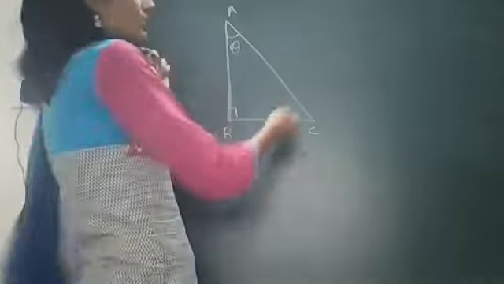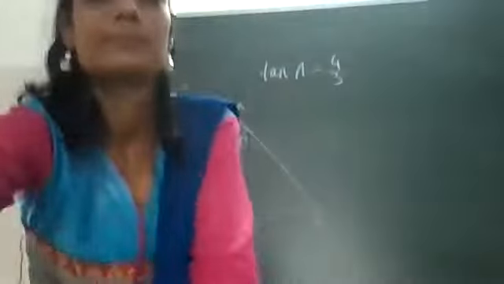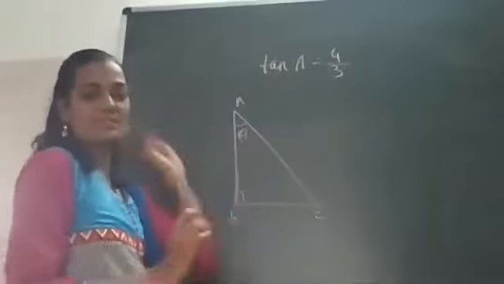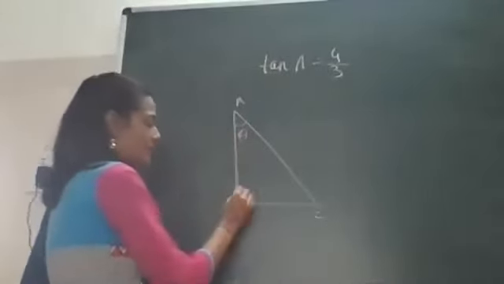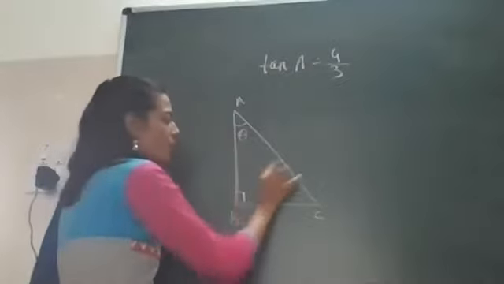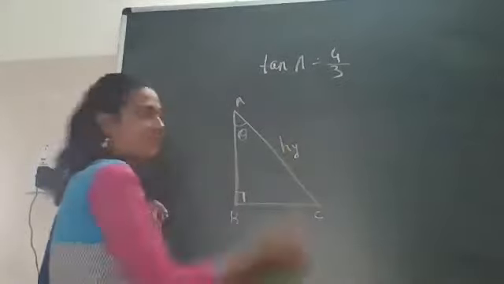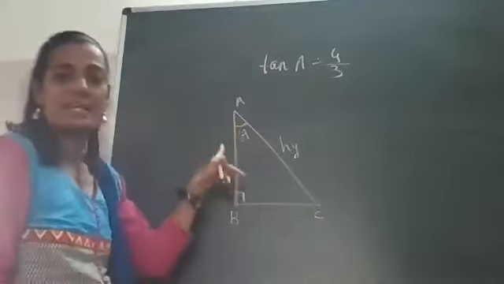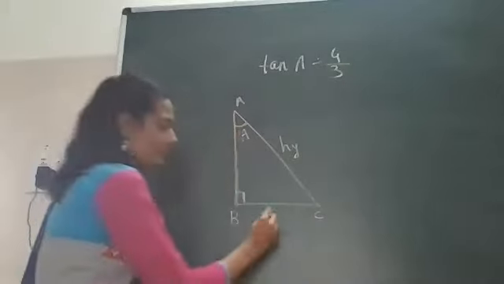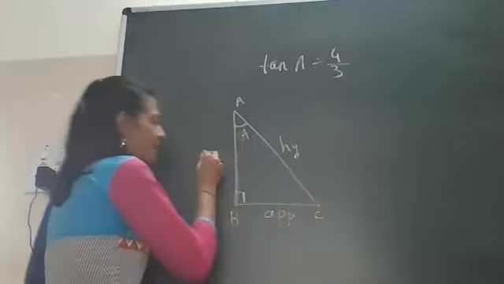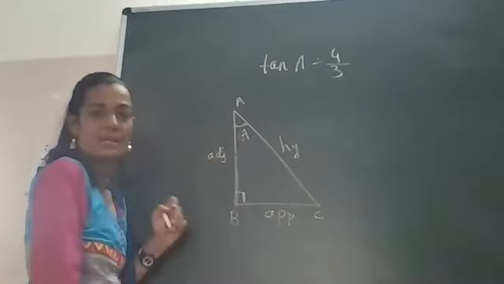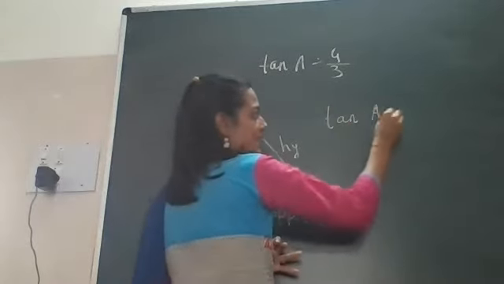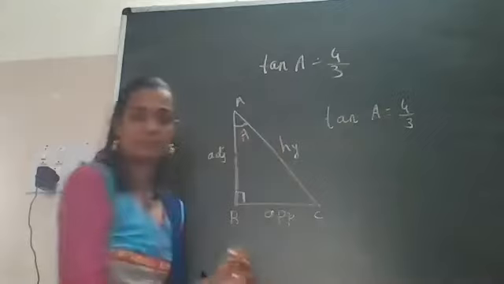Now students, we have been given that tan A is equal to 4 upon 3. This is the same diagram A, B and C. B is the right angle triangle. Opposite of that is called the hypotenuse. Opposite of this, A, we are considering as theta only. So it is called the opposite side, and this is called the adjacent side. We have been given that tan A is equal to 4 upon 3.